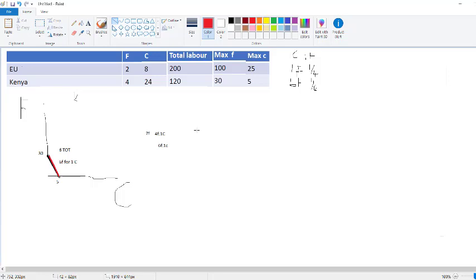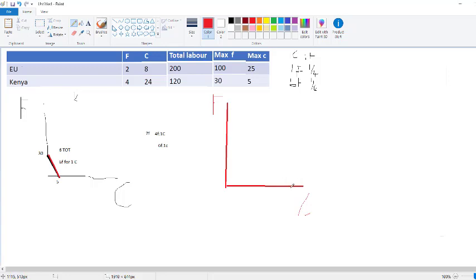Okay, so let's move on to the EU, still under autarky. If we had drawn the EU line, same axis, we're not changing the axis. We're still having carbon here. We're still having food here.